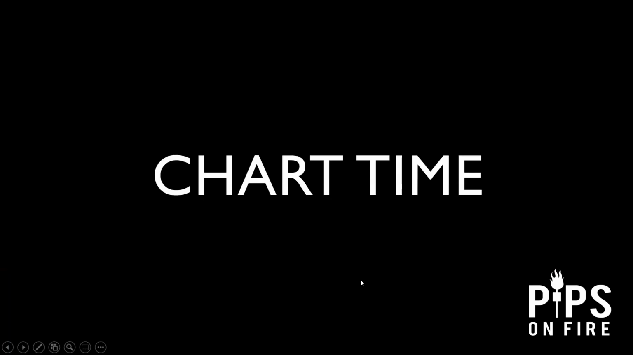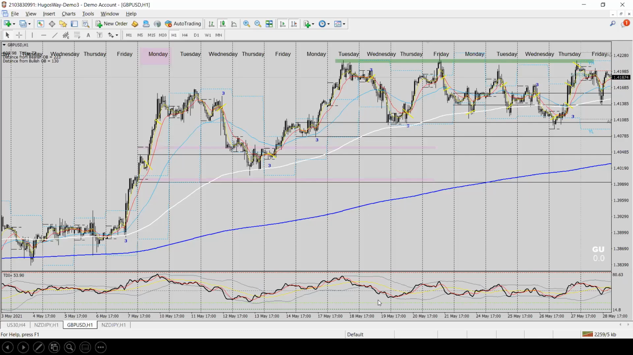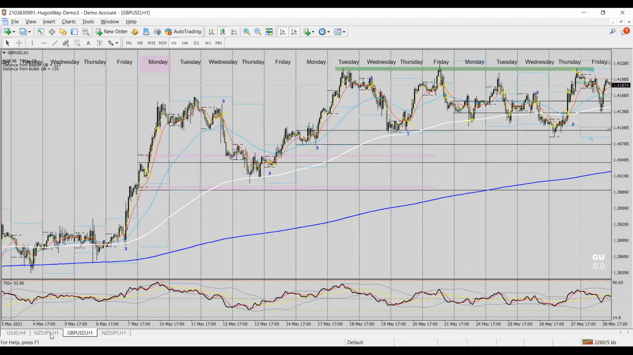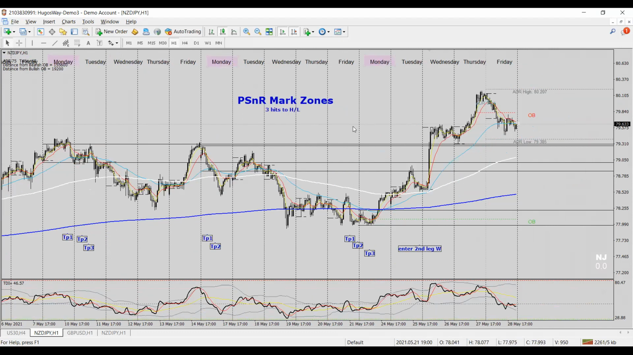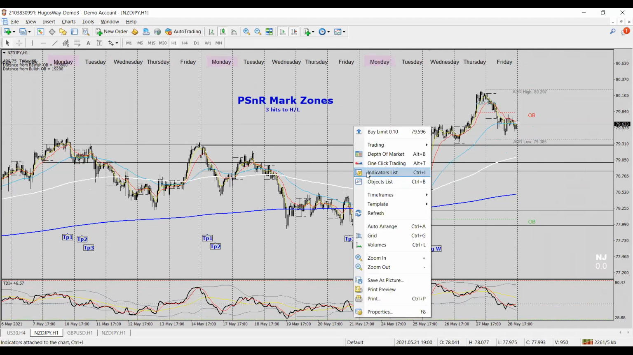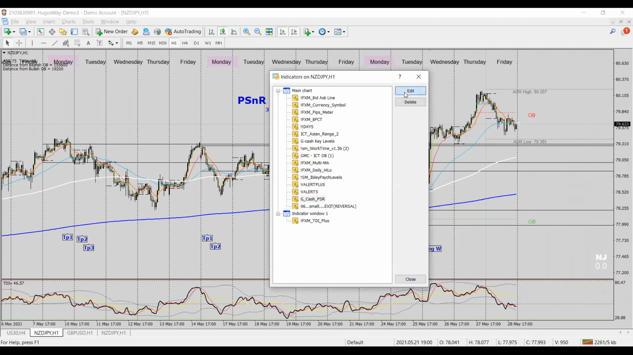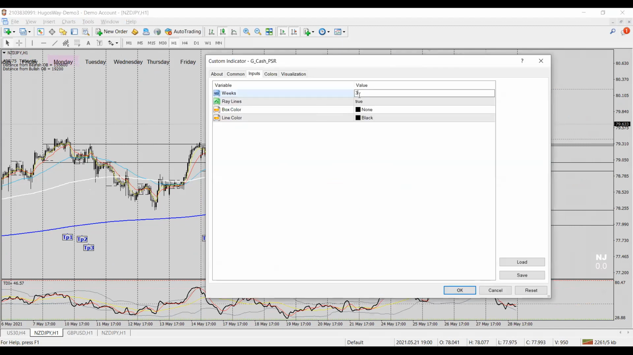All right, chart time. So we talked about, I'm going to talk to you primarily today about the psychological support and resistance, how to properly mark your charts. So first, let me change this back to 2.